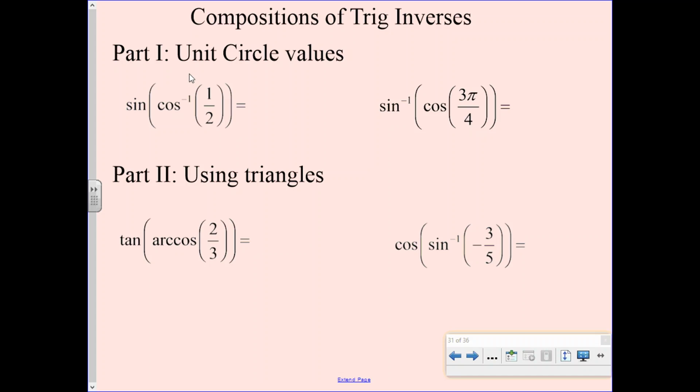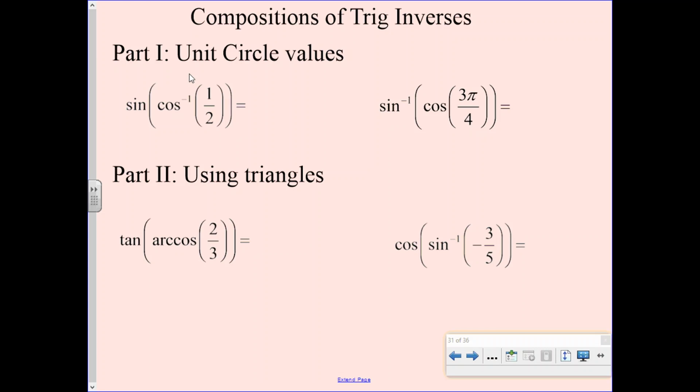Welcome back. Today I want to do a few more examples of compositions of trig inverse questions, kind of like what you might see on an assignment or a test. But we need to talk about it in two parts. I'm going to do a couple of them specifically using unit circle values, and then we're going to talk about some random values because it can really be anything at all. In that case, we'll have to sketch some triangles in the right quadrants.